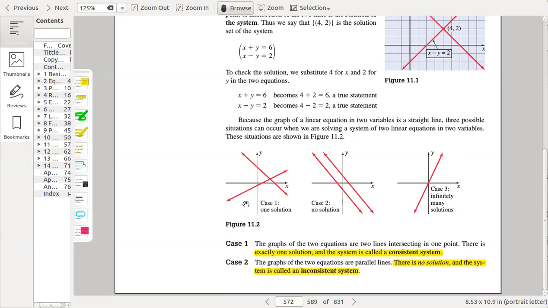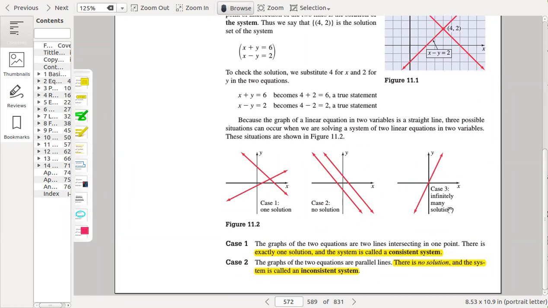If these two lines cross each other, we will have only one solution. And if these two lines never cross each other, or they are parallel, we can say there is no solution for both equations. Maybe we have a separate solution for each equation, but not a common solution. And if these two lines cross each other at every point, it means these two lines are not separate but a single line.